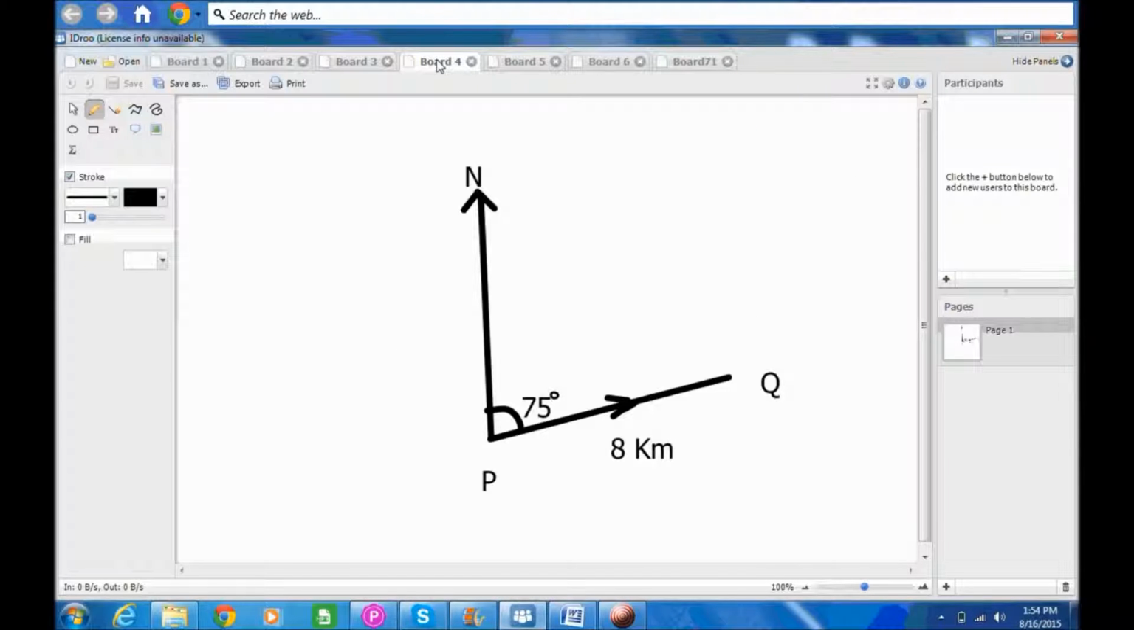In simple diagrams, we can represent the displacement PQ, that is of 8 kilometers, from P to Q, and we have to put an arrow. This arrow indicates the direction from P to Q.